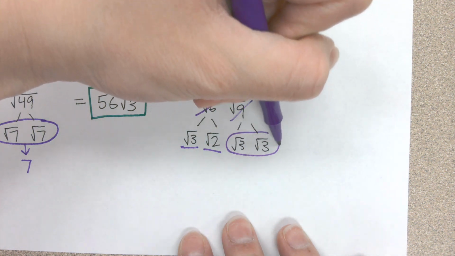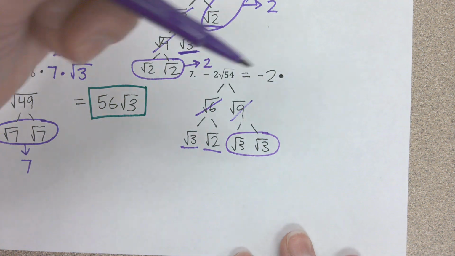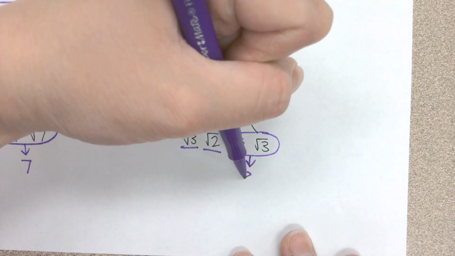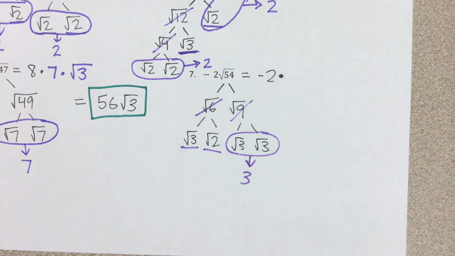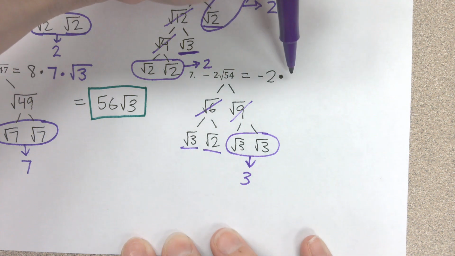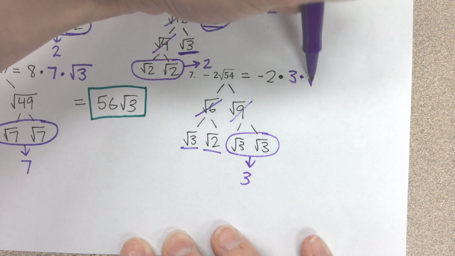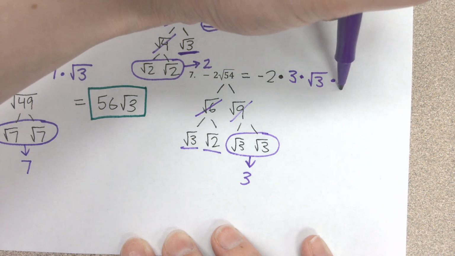We have a pair of 3s here, so that's just going to become a 3. When you have 2 square roots, we're not going to pair these up and then call it a 6. They have to be the same if they're going to pair up and give a whole number. So we're just going to end up multiplying these back together. So we have negative 2 times 3 times the square root of 3 times the square root of 2.